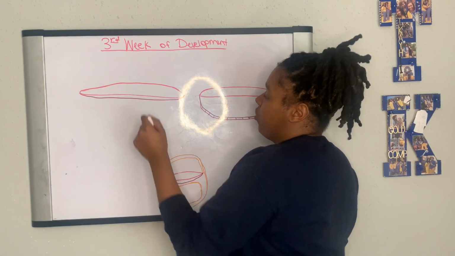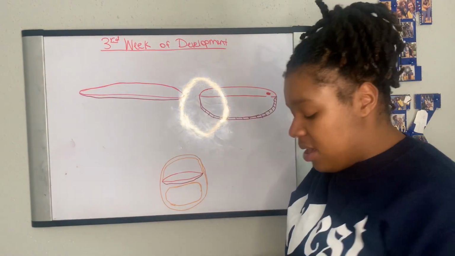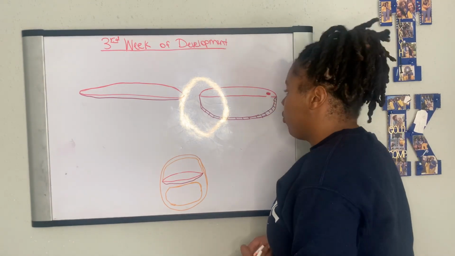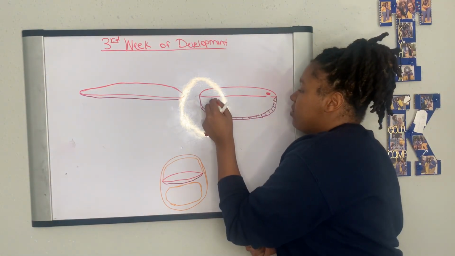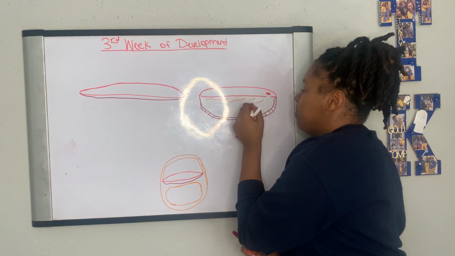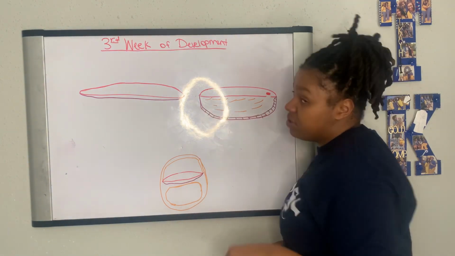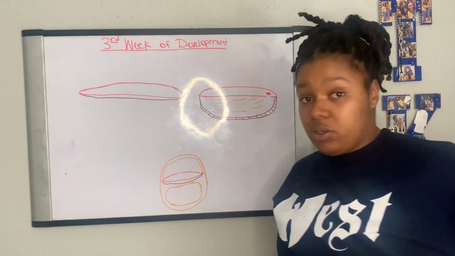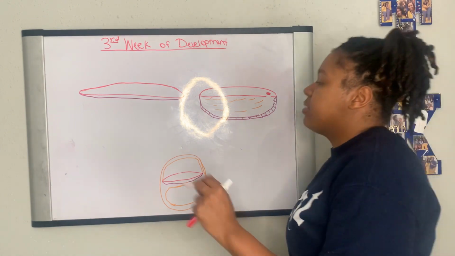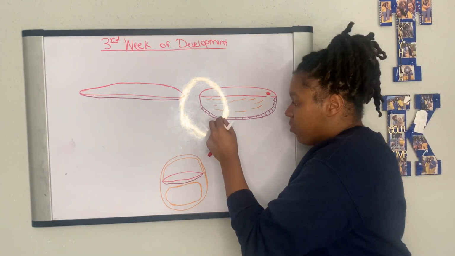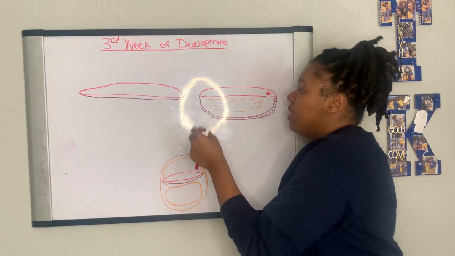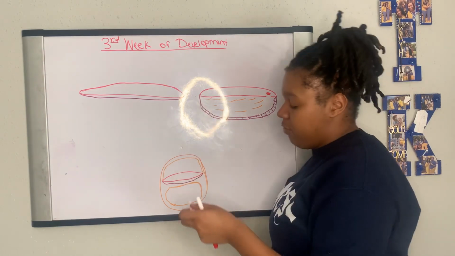We have 2 layers forming, and by the end of week 3, we're going to have 3 layers forming, and you're going to have cells that have entered into this space right here. And those cells are what we're going to call our mesoderm. And this is going to eventually form our endoderm, and this is going to eventually form our ectoderm.